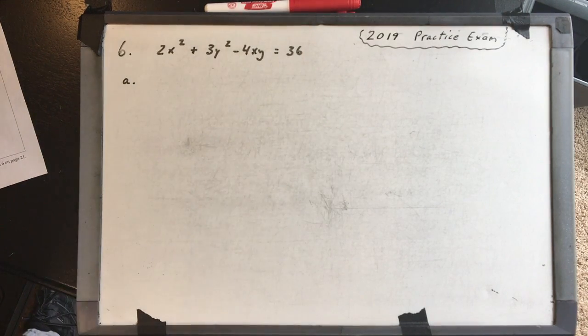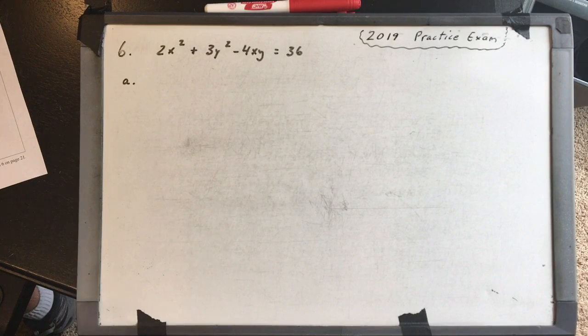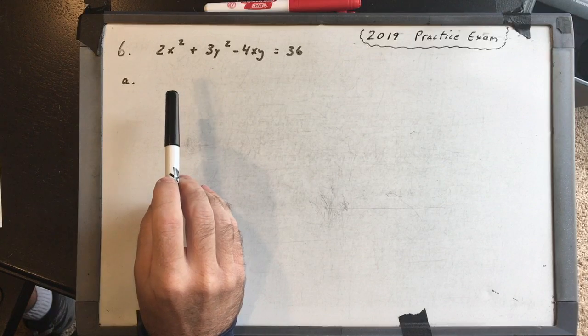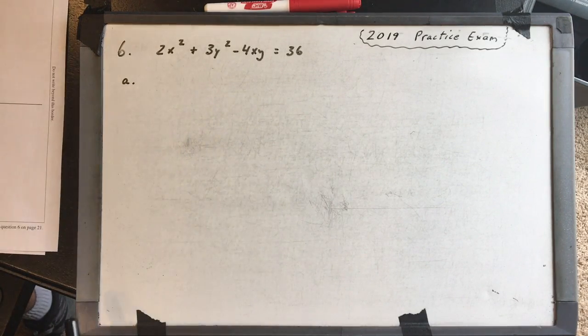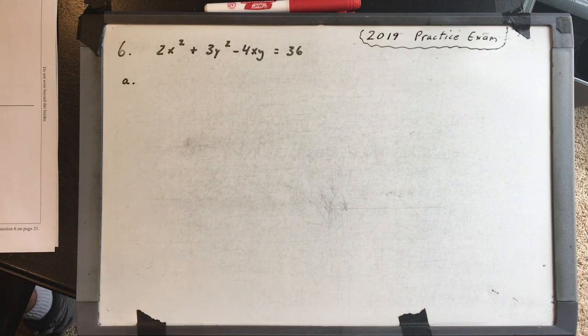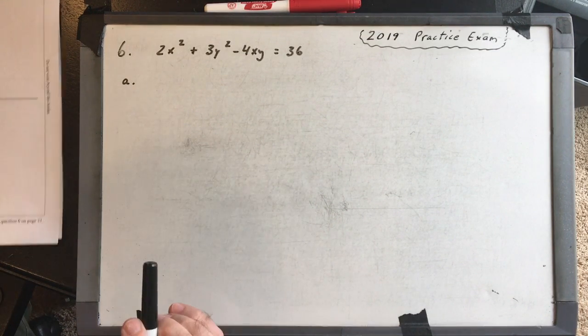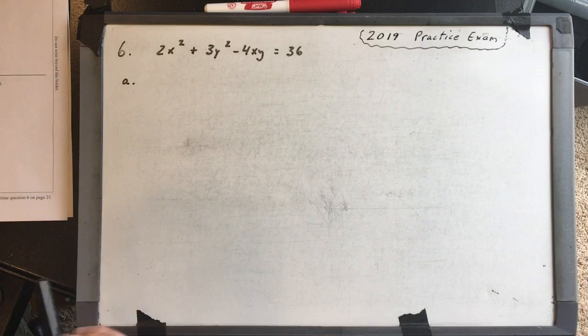Okay, this is the 2019 AP Calculus practice exam, the official practice exam. And this will be number 6, and this is a really good problem. It covers a lot of different things. All of it could be on the 2020 test. And I don't think all of it will be, but you can definitely relearn a lot of things from this problem.